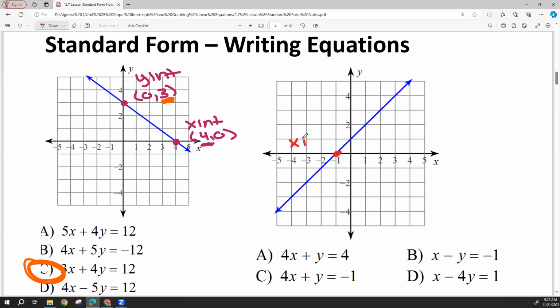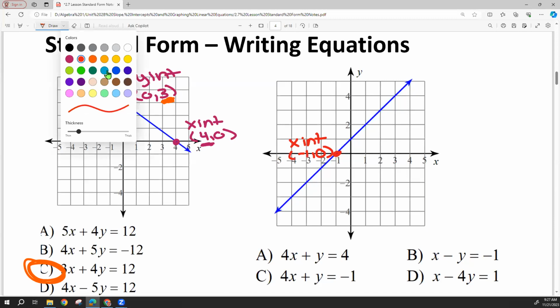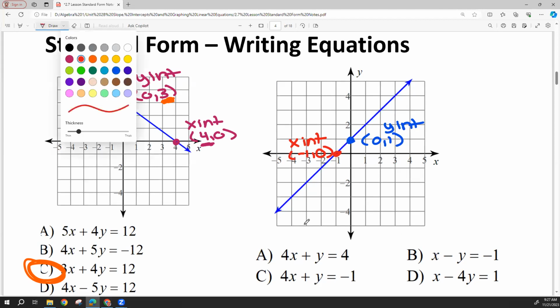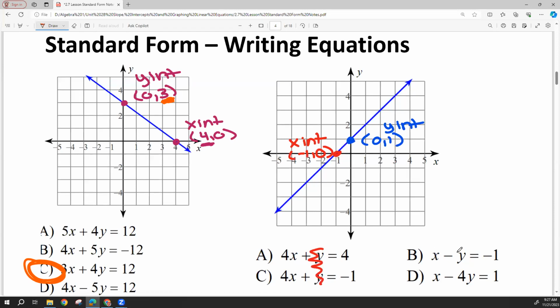Here again, our x-intercept is (-1, 0). Our y-intercept is (0, 1). And so we want to find which equation matches that. So what I'm going to do is cross out the y values and find out which of these equations gives me x equals -1. Well, it looks like right here, that equation gives me x equals -1. If I get rid of -y, I have x equals -1.